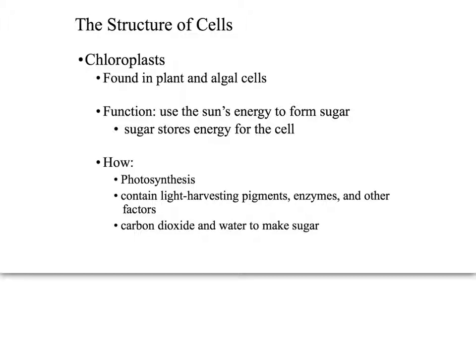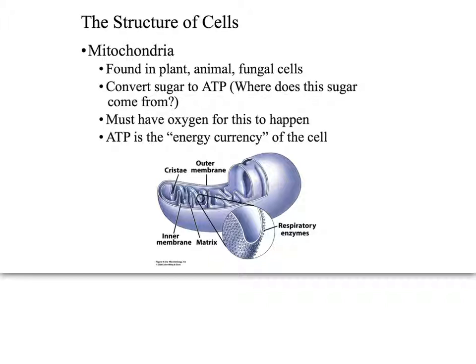So plants, algal cells, sun's energy, photosynthesis. I took a plant biochemistry class, and there are whole chapters on this, so I just want you to get the basic idea. Photosynthesis occurs in chloroplasts. Chloroplasts are what make your plant cells green.